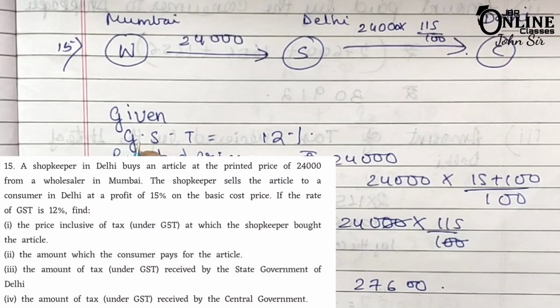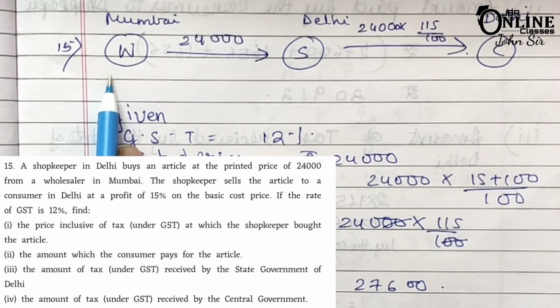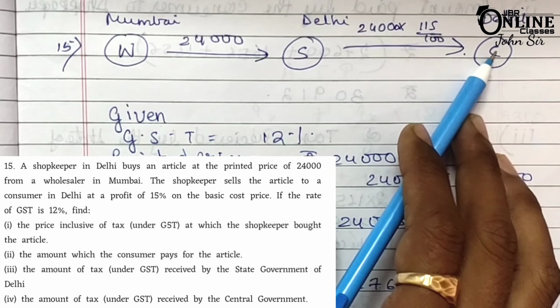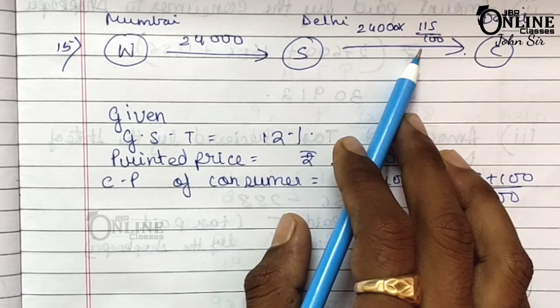Now sum number 14, again a similar kind of problem, so I hope you can solve it. So now sum number 15. A shopkeeper in Delhi buys an article at the printed price of 24,000 from a wholesaler in Mumbai. The shopkeeper sells the article to the consumer in Delhi at a profit of 15% on the basic cost price, if the rate of GST is 12%.